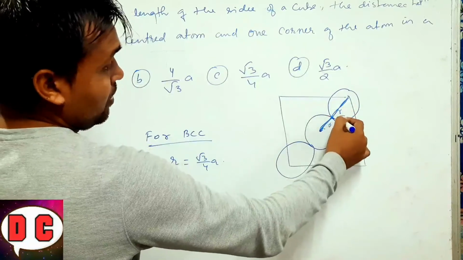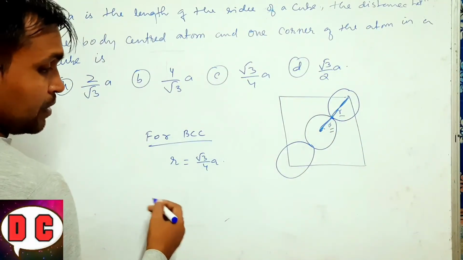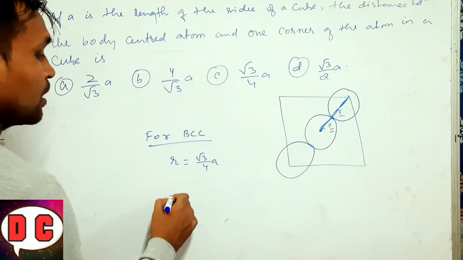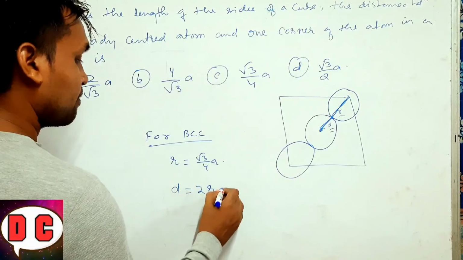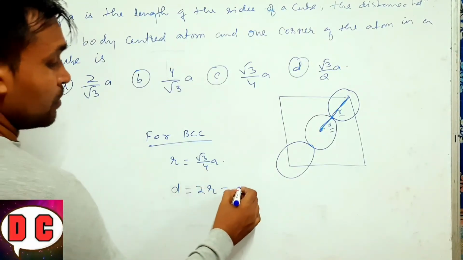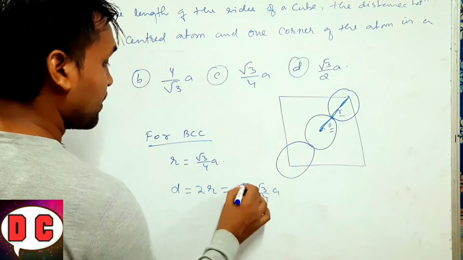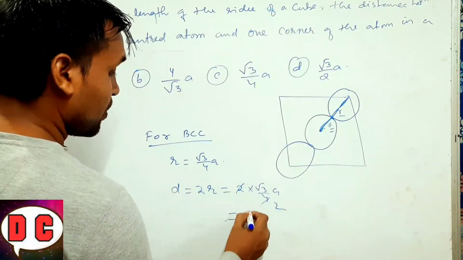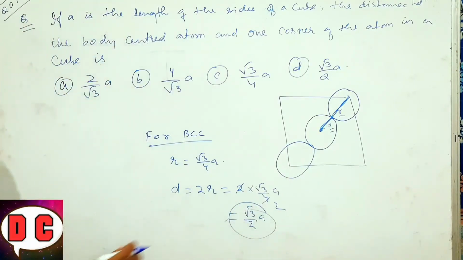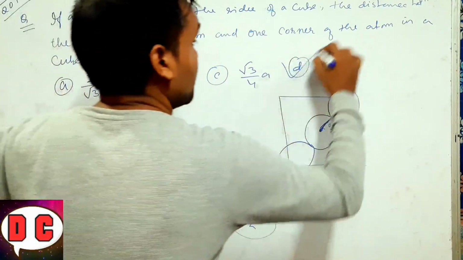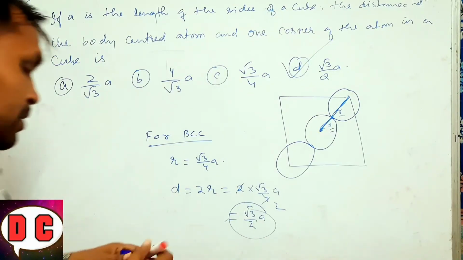So this distance is what? It is equal to diameter or not? Right? It is equal to diameter. So diameter is equal to what? Diameter is equal to, you can say, twice of R. So here R is how much? 2 into R is √3/4a. 2 cancel, so we got √3/2a. So what is the answer? Distance we got what? √3/2a. So this will be your answer.